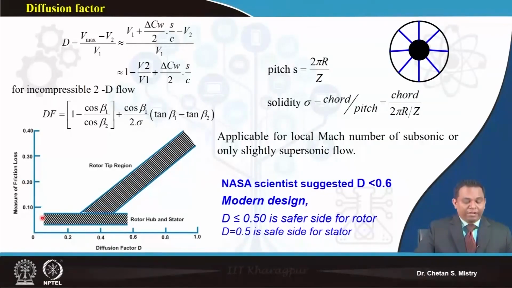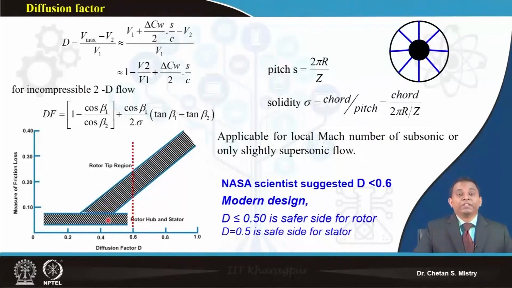What they say is that for the rotor hub and stator, my frictional losses remain almost constant. And if I talk about the diffusion factor moving from 0.4 onwards, if you look carefully, then near the tip region my losses are going to increase. This logic, or this plot, which we are discussing in terms of diffusion factor, is applicable for subsonic or high subsonic kinds of aerofoils.